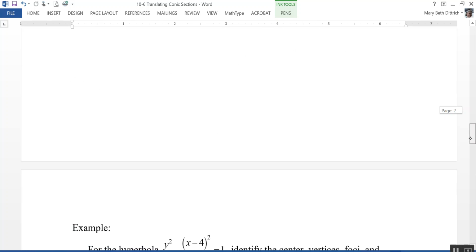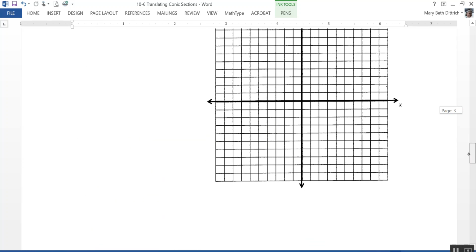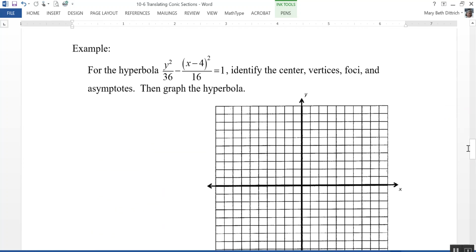And our last example here deals with a hyperbola. So this one says, for the hyperbola, y squared over 36 minus the quantity x minus 4 squared over 16 equals 1. We need to identify the center, the vertices, the foci, and the asymptotes, and then graph it.